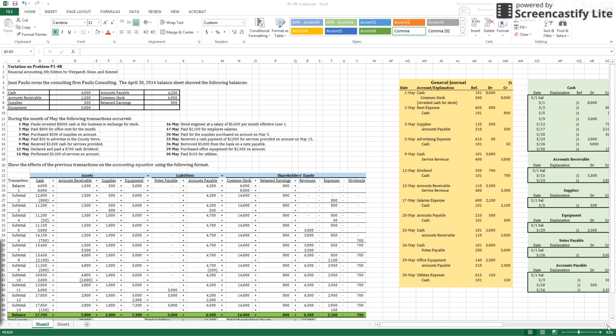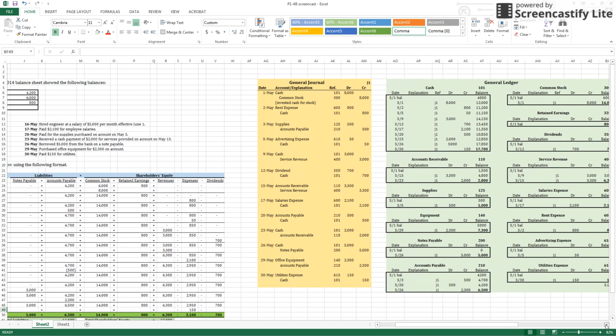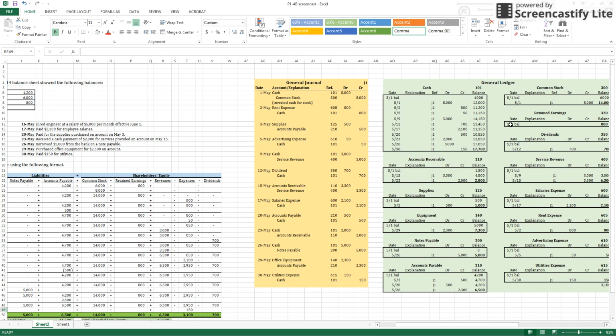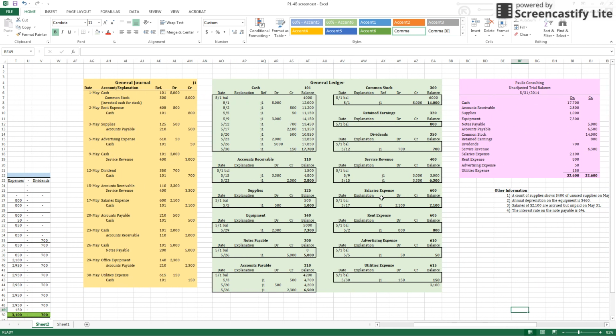And then we moved into how accountants would record these transactions. We started with our general journal and created our journal entries. Then we took those journal entries and posted them all to the ledger. When we were done with posting to our general ledger, we were able to take those balances and transfer them over into the trial balance, which we saw balanced.